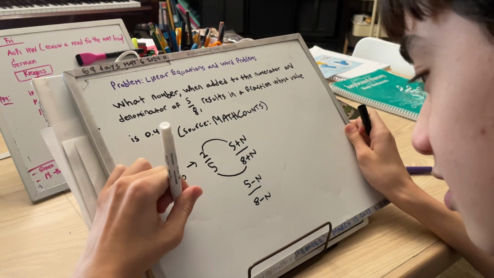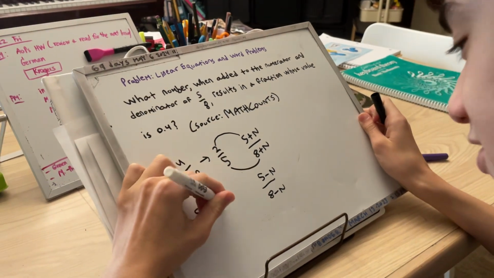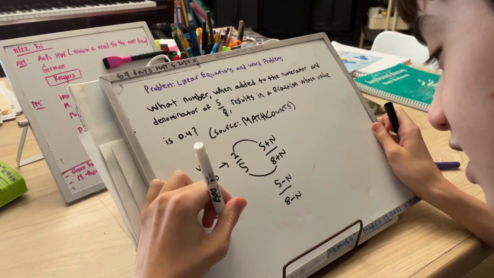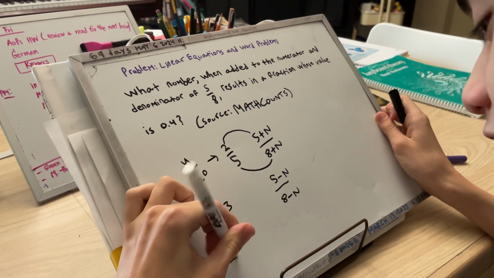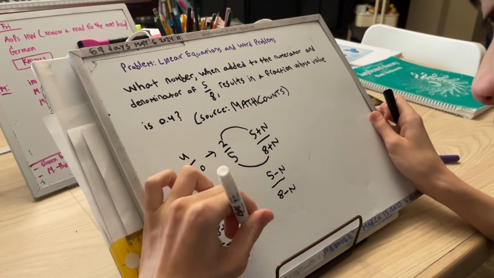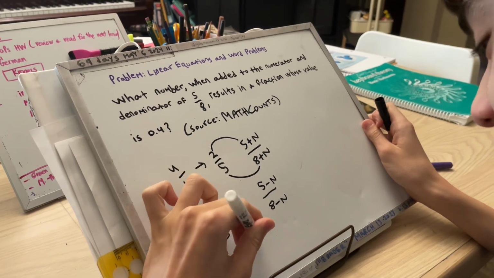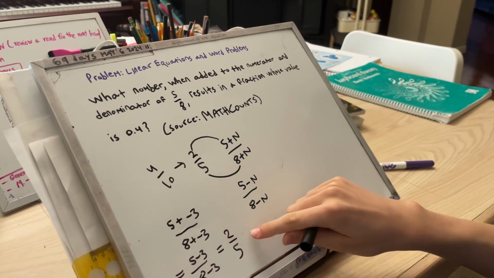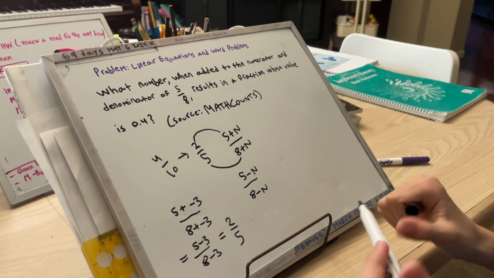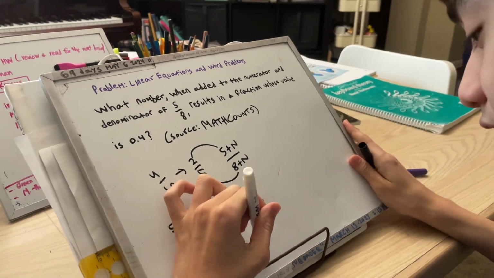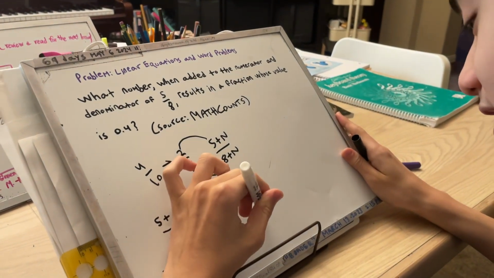To verify, 5 plus negative 3, same as 5 minus 3, and 8 plus negative 3 gives us 5 minus 3 over 8 minus 3, which is indeed 2/5. And of course, 2/5 is the same as our decimal, 0.4. So that's pretty much it for our answer. The number equals negative 3.